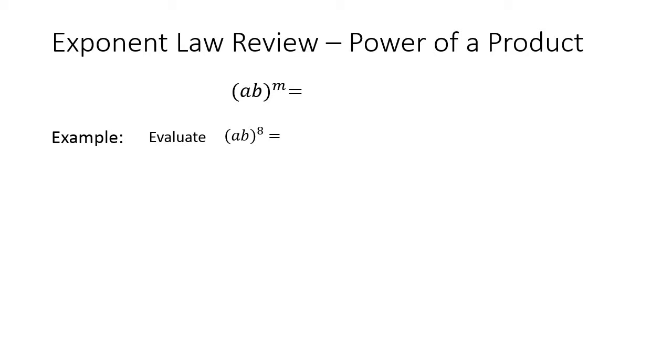ab within brackets to the m. So this is power of a product. Our product is a times b. The law at play is where you apply the exponent to each thing on the inside. So the m applies to the a and the m applies to the b here. Let's evaluate a times b to the 8. That's just going to be a to the 8 times b to the 8.